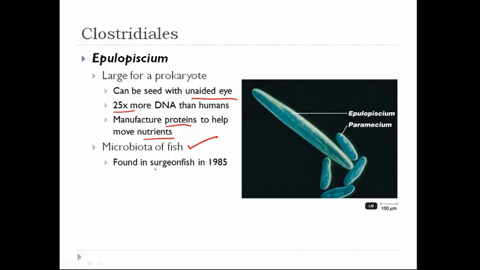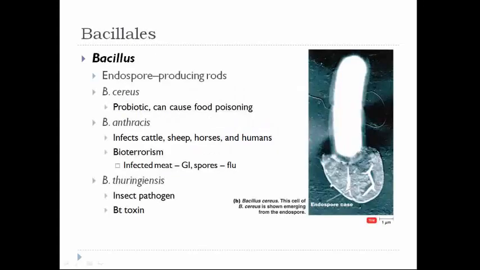Now, who decided to look at what bacteria are growing in fish? I don't know, but they opened up a fish, found this organism, and it was very interesting because he's quite large for a prokaryote. So the genus Bacillus are endospore-producing rods. We have Bacillus cereus, which is a probiotic, can also cause food poisoning. We have Bacillus anthracis, which causes anthrax. You've heard of it before. Of course, it can infect cattle, sheep, horses, and humans.